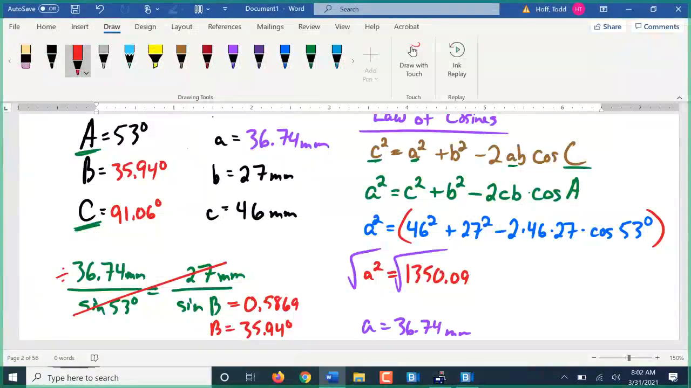The issue there, if we had used the 46 first, we would have got 88.94. Even if there was a picture, how do you tell the difference between 88.94 and 91.06? Not going to. That's why it's very, very important that when you use that law of sines, you always use the smaller side first.